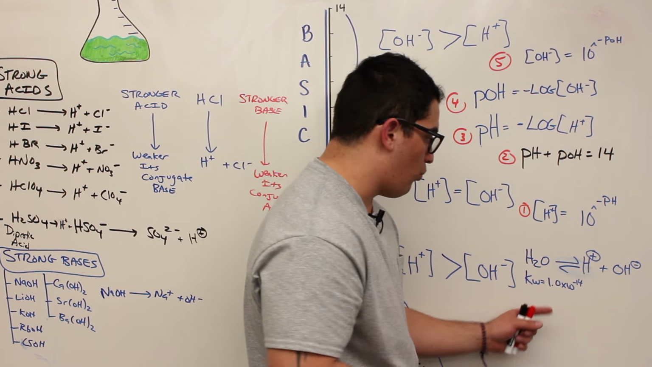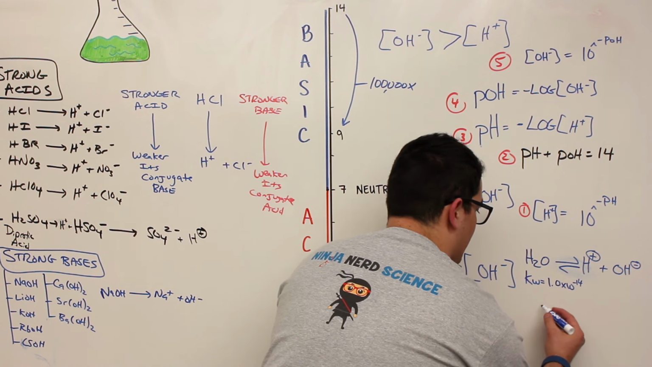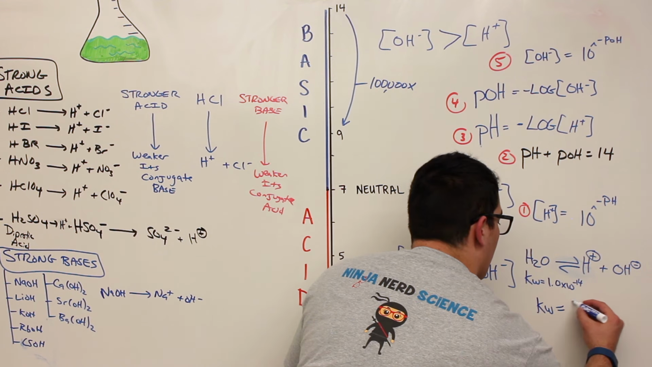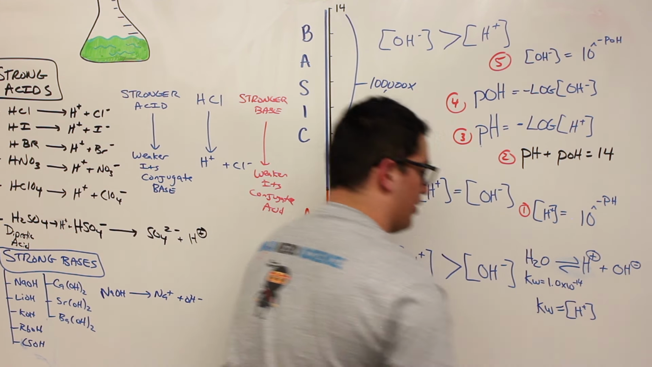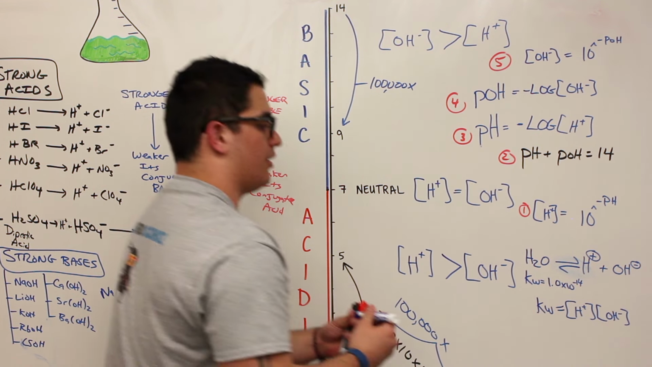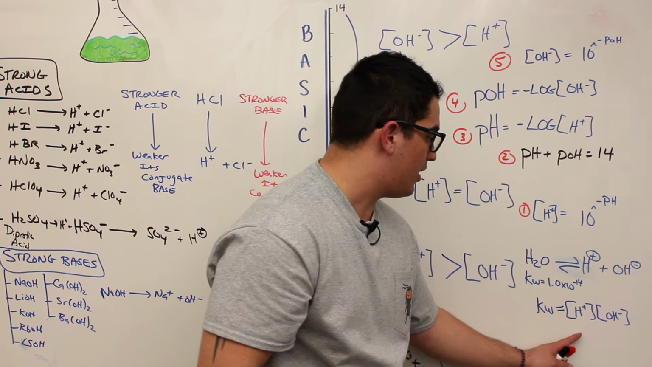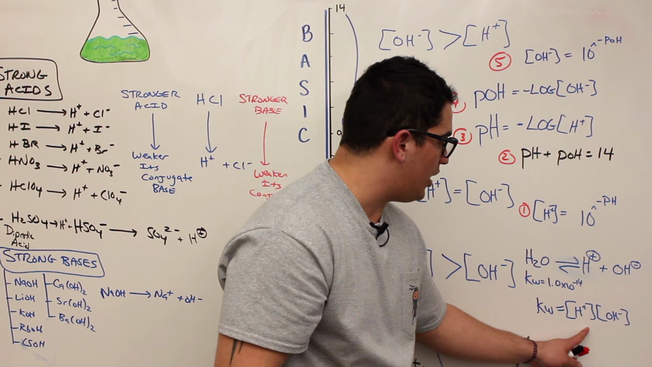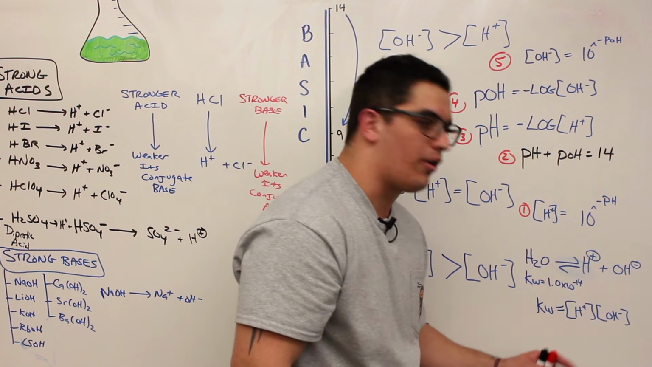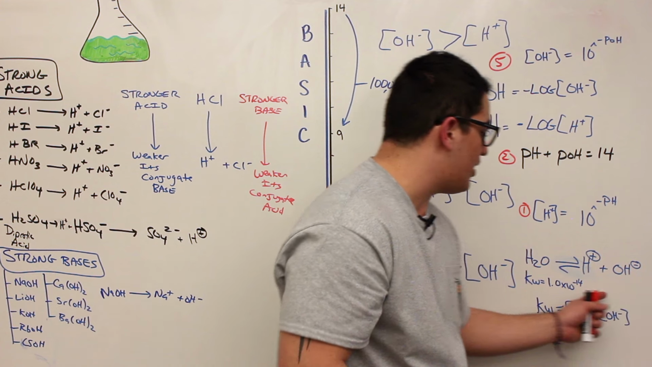So we can actually say one more thing. I know that Kw, because I'm producing these, is equal to the H plus concentration times the hydroxide ion concentration. So at any point in time, I could rearrange this formula and get other formulas from this. I could have H plus equals Kw over hydroxide, or I could have hydroxide equals Kw over H plus. So there's a lot of different formulas I could derive from that, but this gives me the relationship of Kw.